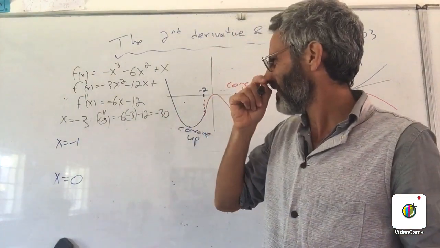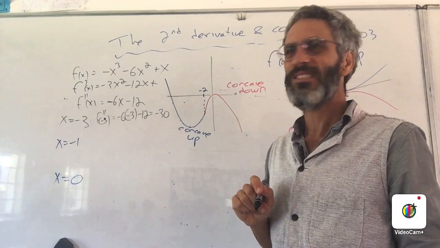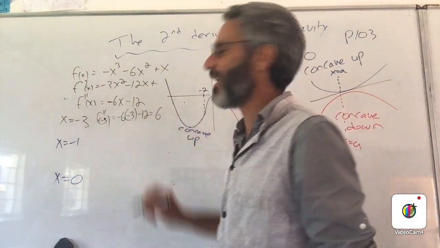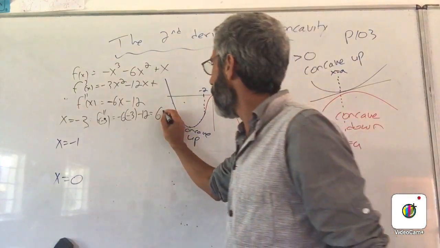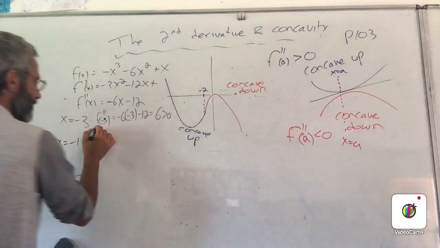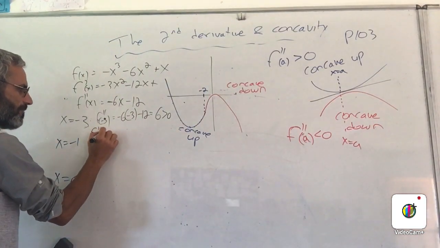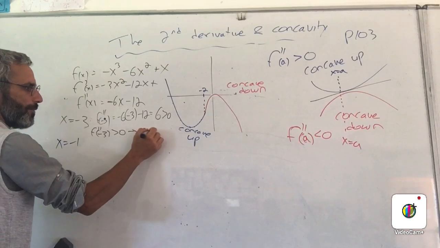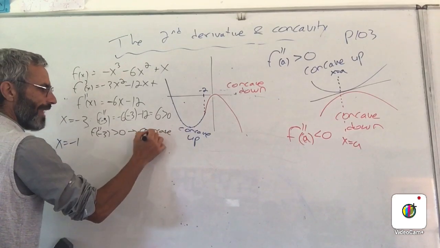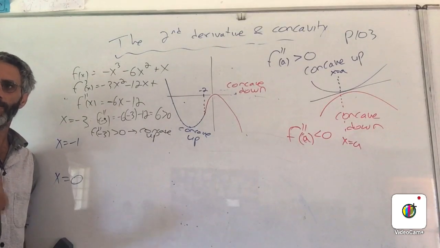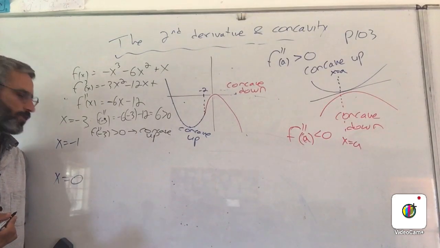Minus 30? No. 6, 12. No, so it's negative times negative, it's plus, you're right. Plus 6. So it's plus 6, which is larger than 0. Okay? So if the second derivative at minus 3 is larger than 0, therefore it's concave up. That's how we prove concavity up or down based on calculation. We just can't do it from the picture.